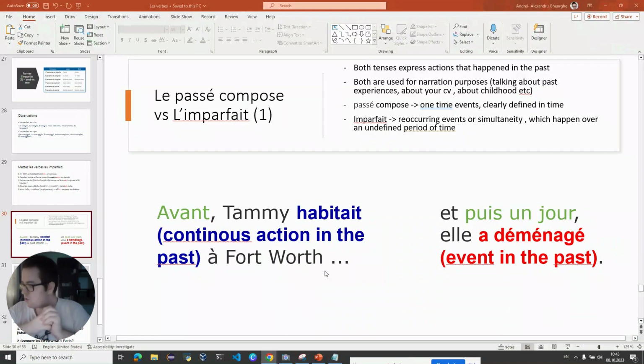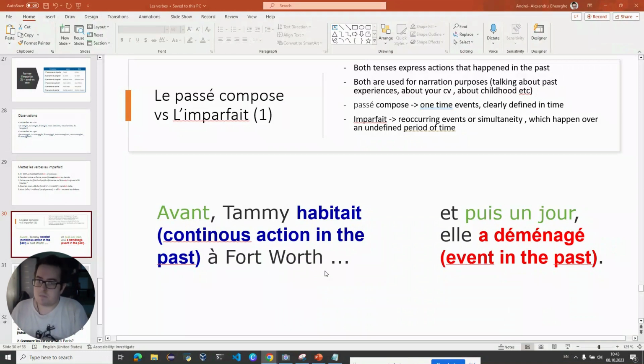However, how do we make a difference between them? When to use the passé composé, when to use the imperfect tense? Because, as we see, both are used for the same purpose, but they are different. How? The passé composé is related to one-time events clearly defined in time. So, a thing that happened in the past only once, and it stayed in the past. It finished in the past. So that's where we use the passé composé.